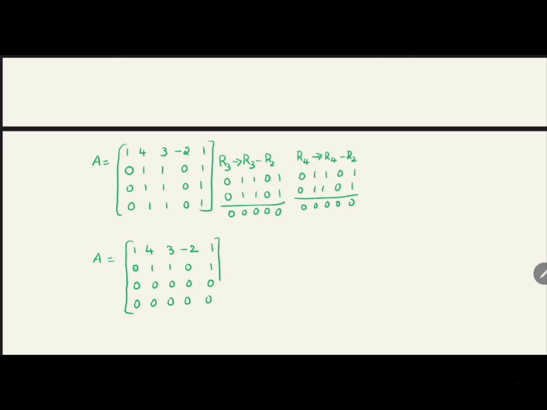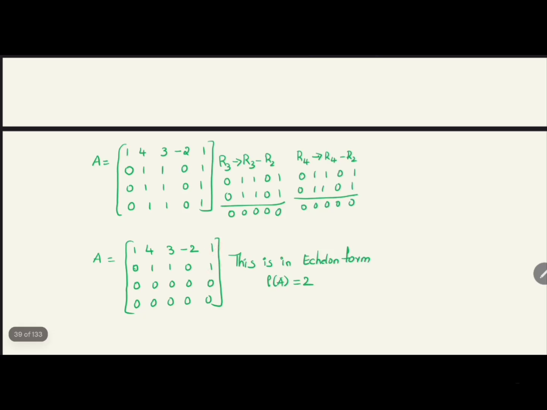Now check the principal diagonal ones. Here is the principal diagonal and all the elements below the principal diagonal are made 0. So we can say that this is in echelon form. And what is the rank of the matrix? Number of non-zero rows, that is nothing but 2. We have 2 non-zero rows.